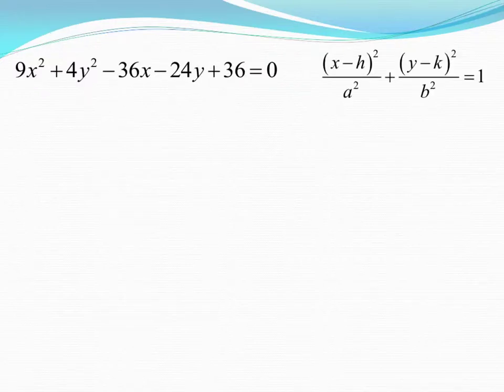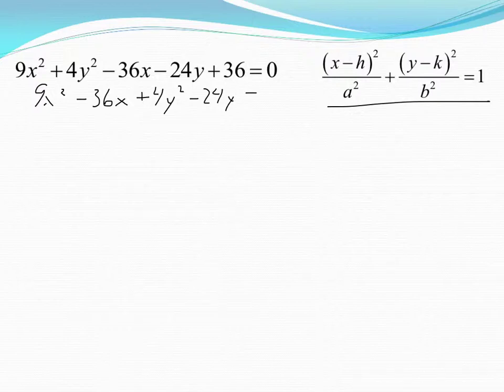Right now, I'm not sure which direction this ellipse is going to be going, but I am going to just take a look at this standard form on the right-hand side and recall we want to take our initial equation and move it into that standard form. Just like with circles and parabolas, the first step is always going to be to group our like terms. 9x squared minus 36x plus 4y squared minus 24y equals negative 36. I got that constant over to the other side. Now we need to begin the process of completing the square.